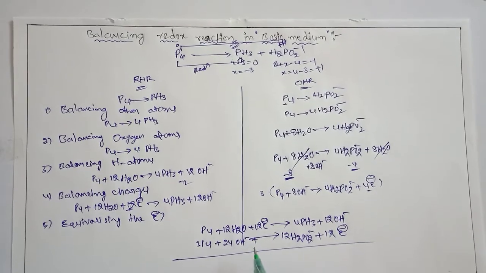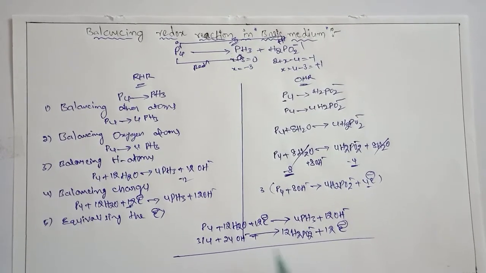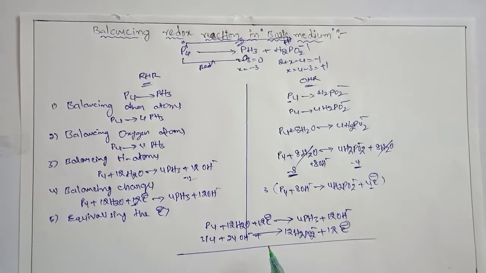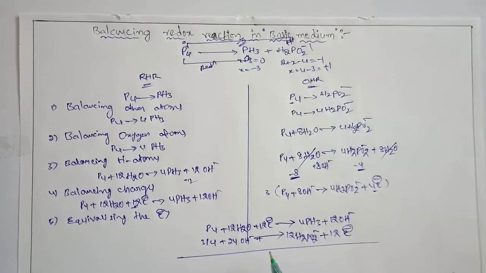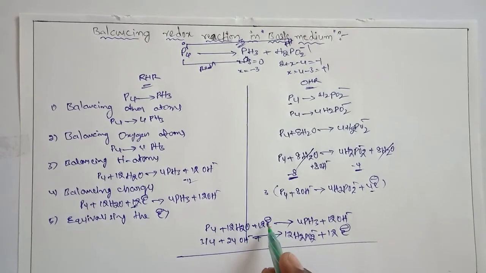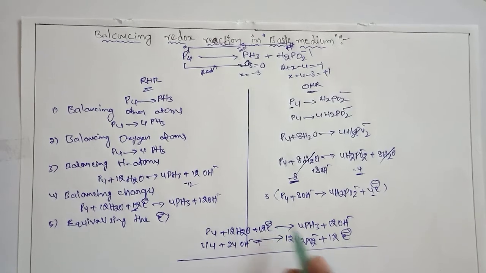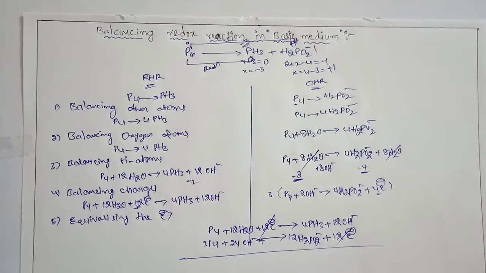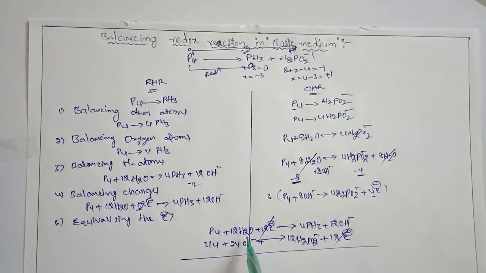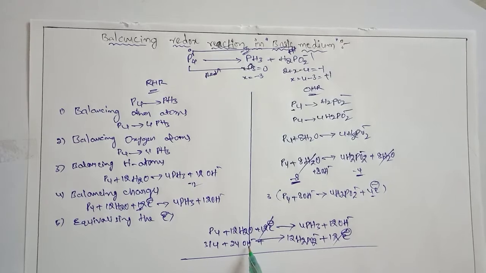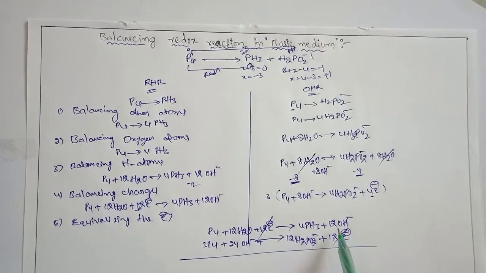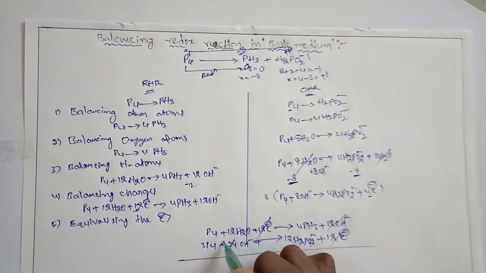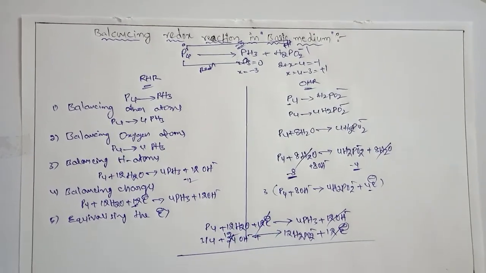If any electrons, ions or molecules are the same on opposite sides of the reaction, they cancel each other. For example, 12 electrons on the left side and 12 electrons on the right side cancel each other. On the left side 24 OH⁻ ions are present and on the right side 12 OH⁻ ions are present, so 12 cancel, and the remaining 12 OH⁻ ions are present.